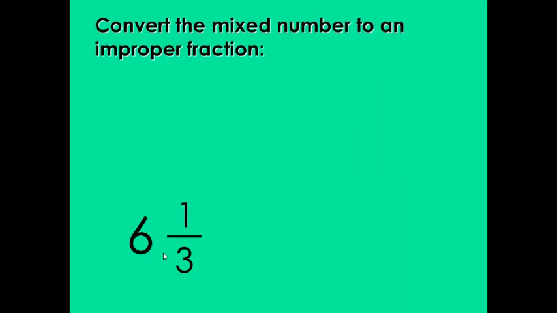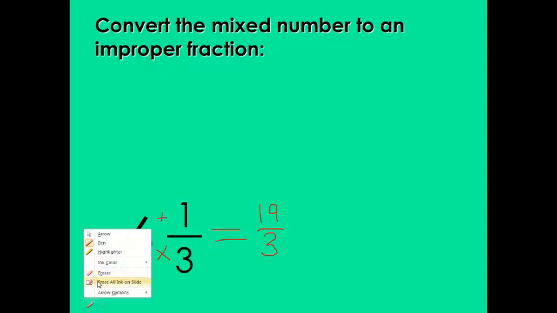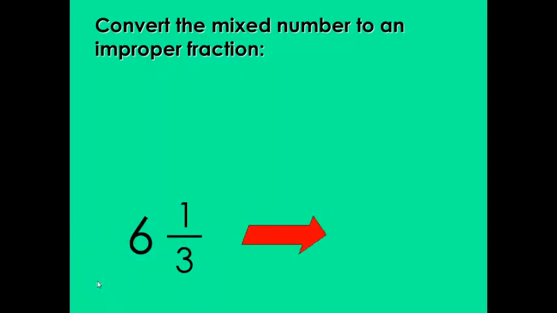Let's do another one. 6 times 3, again, is 18, plus 1 is 19. There's steps 1 and 2. Step 3 again is rewriting the denominator, which is 3. 19/3. Let's check and see if we're correct. 19/3.